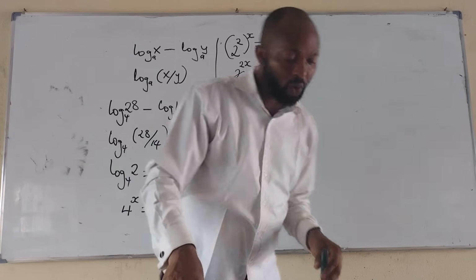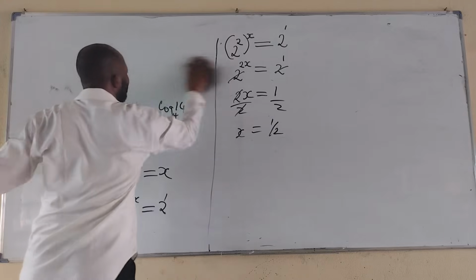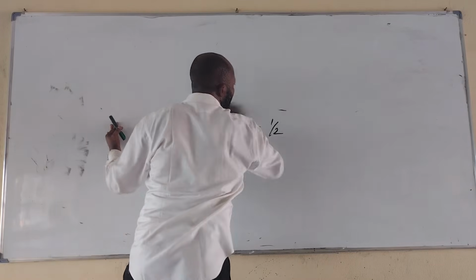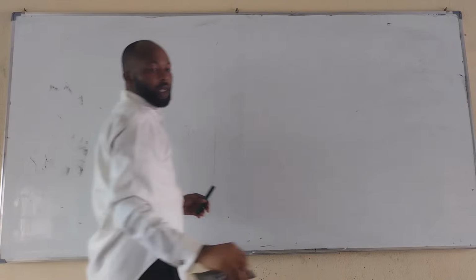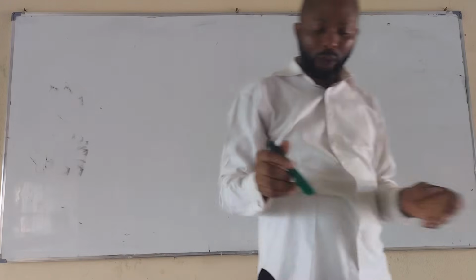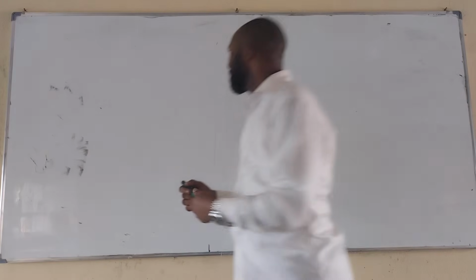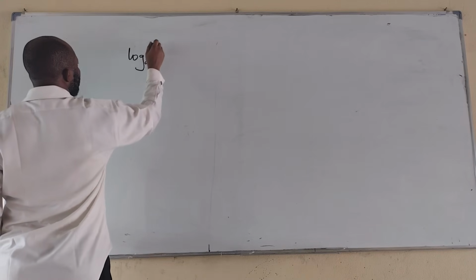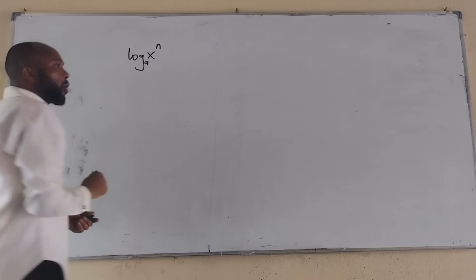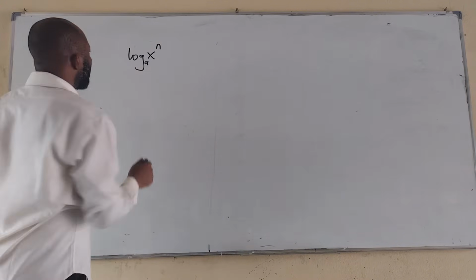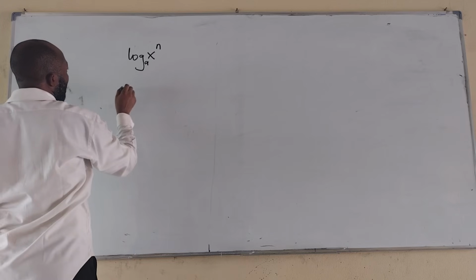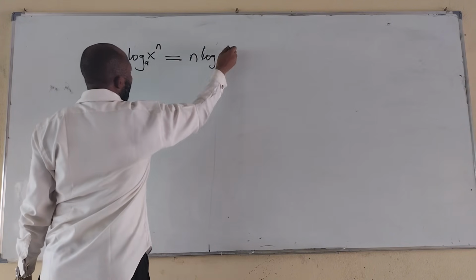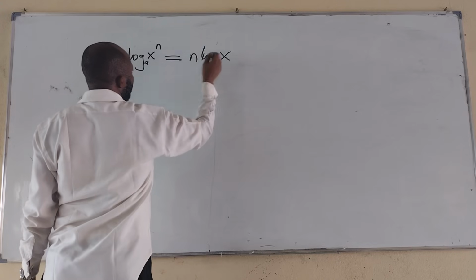Let's look at the power law. So in the power law, it says that when we have a log of x in base a raised to the power of n, the power can be used to multiply the log. So this can therefore become n multiplied by the log of x in base a.